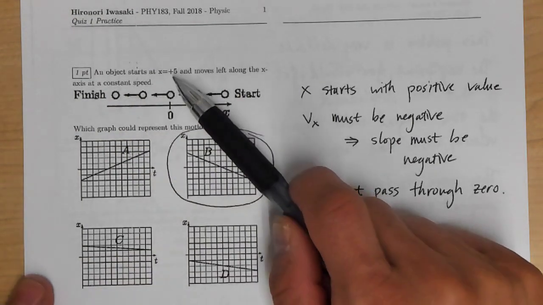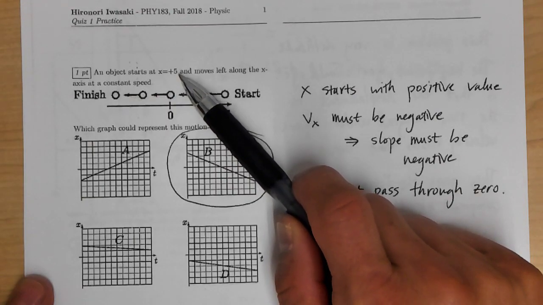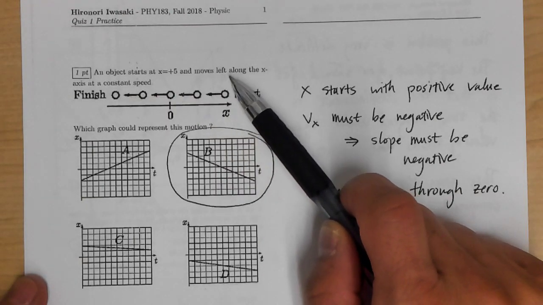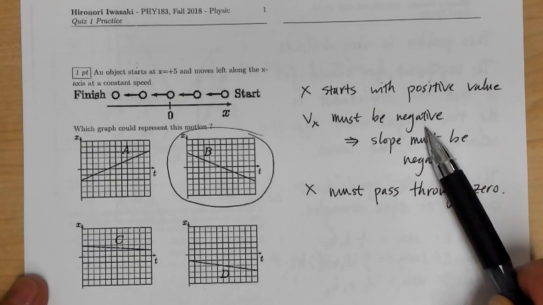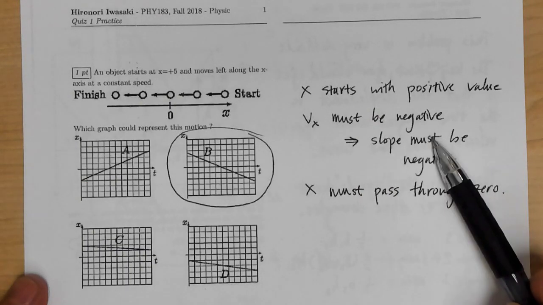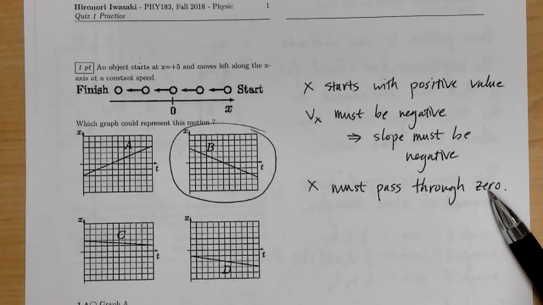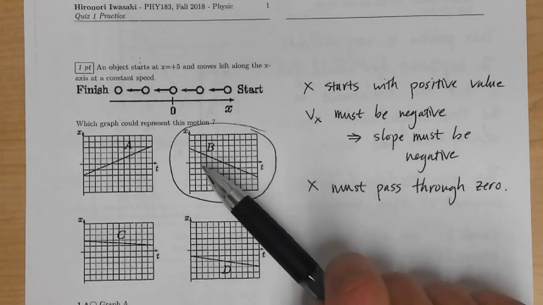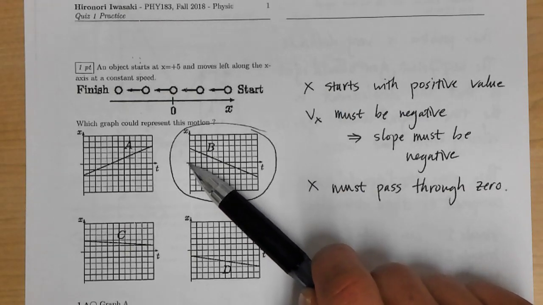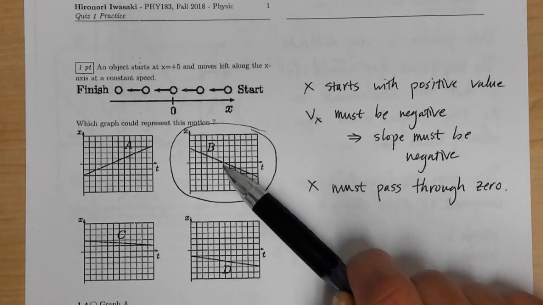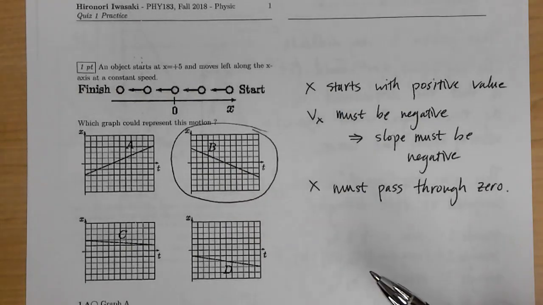Okay, so it starts from some positive value, and Vx must be negative, so the slope must be negative, and x must also pass through 0. Okay, so this is the best graph here. This is the x-axis, passes through 0.